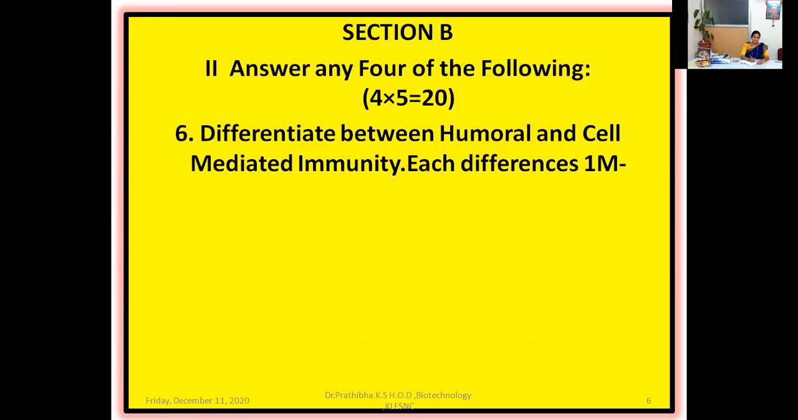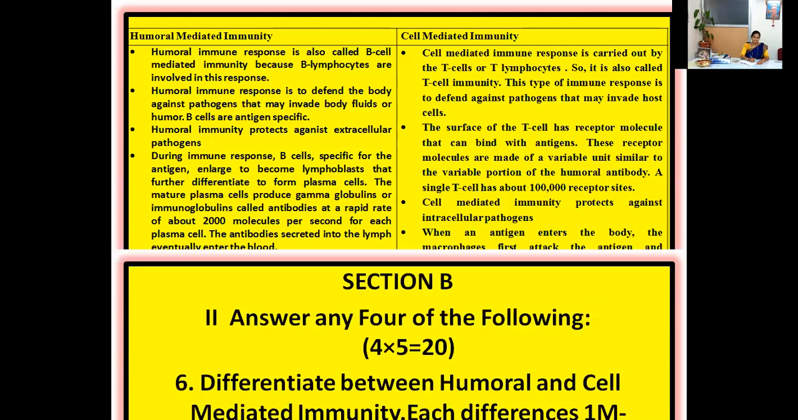Now let us go to the section B. Answer any 4 of the following. Each of the 4 questions carries 5 marks each. So sixth question, differentiate between humoral and cell-mediated immunity. Each difference carries 1 mark. So this question is for 5 marks. If you write 5 differences, you will get 5 marks.